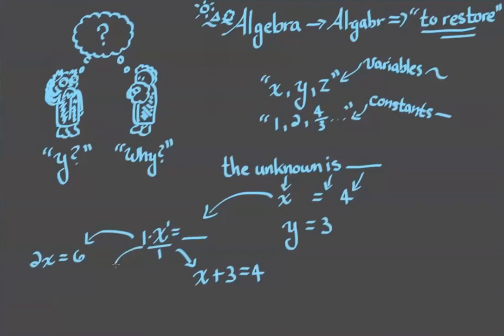Other times you have a variable whose denominator is not 1. Like this one, an unknown divided by 3 is 9. Other times you have a variable whose exponent is not 1, like this one. An unknown raised to the second power is 16.